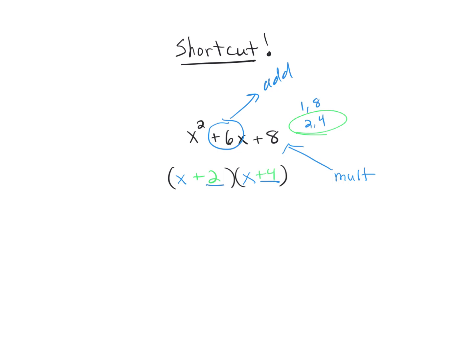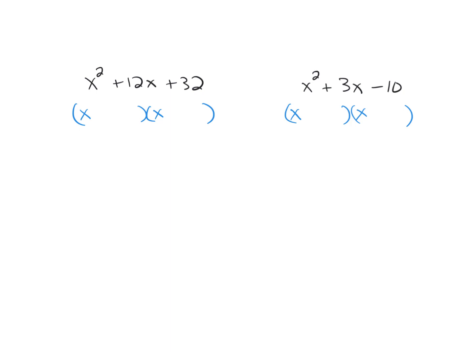Let's look at some more. Okay, let's look at these problems. First one, I've got a 32. I need two numbers that multiply to give me 32 and add to give me 12. So I'm still going to start with my list. I've got 1 times 32, 2 times 16, 4 times 8, and that's it. So when I look at those, I'm looking for the pair that add to give me 12. So that's super easy. There it is. So this is going to be plus 4 plus 8.